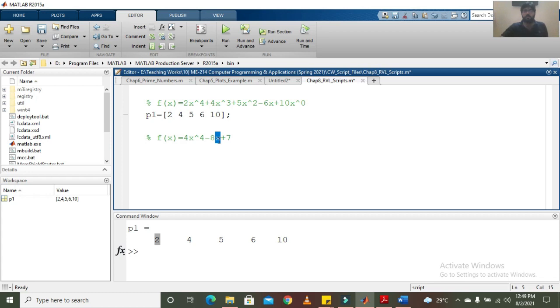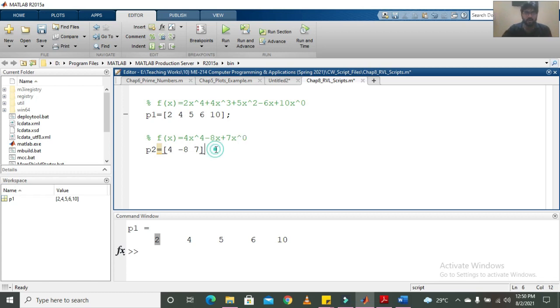Instead of writing it as 4, minus 8 and 7, where 4 is representing the coefficient of x to the power 4, minus 8 is representing the coefficient of x to the power 1, and 7 is representing the constant, which is x to the power 0, here we do not have the terms for x to the power 3 and x to the power 2.